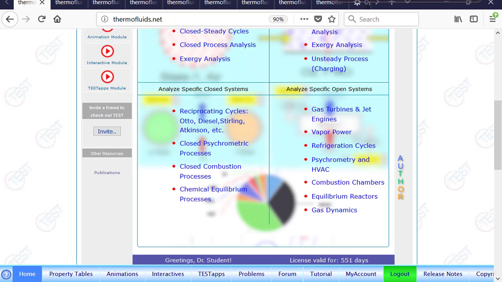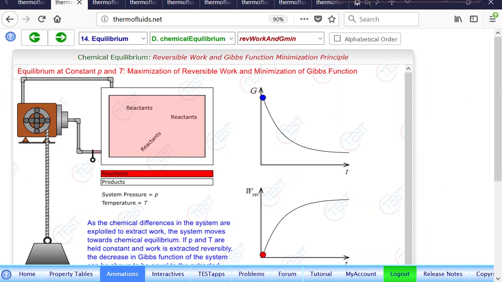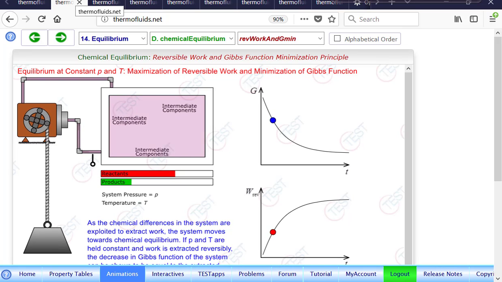So we have talked about chemical equilibrium with regards to closed system in this particular video. So it'll be a good idea to go over this video in conjunction with the current one, which I'm recording on open system, open reacting systems. The concepts are very well established.